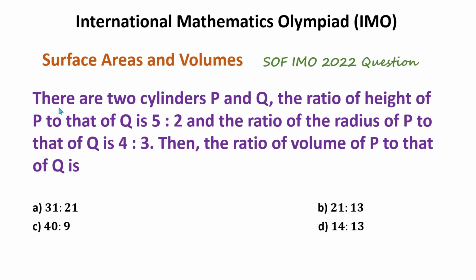The numerical we're going to solve is: there are two cylinders P and Q. The ratio of height of cylinder P to that of cylinder Q is 5:2 and the ratio of radius of cylinder P to that of radius of cylinder Q is 4:3. Then the ratio of volume of P to that of Q is, there are four options given. Now let us see how to solve the problem.